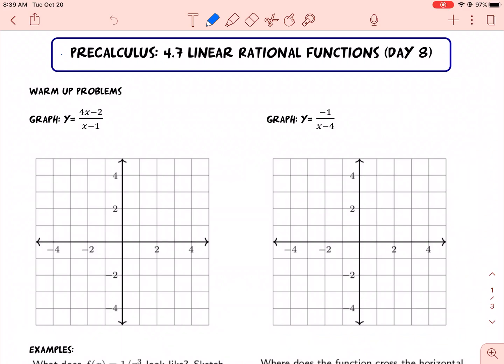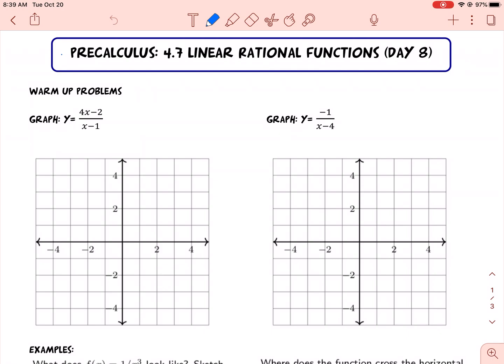Welcome back. We are still working on section 4.7 about linear rational functions. We're going to have another day, actually about 2 more days on this topic to make sure we can talk through every kind of possibility there is. So to start, can I please have you pause the video and try these 2 problems? Please use your rules for graphing rational functions. Follow those 8 steps. Good luck.